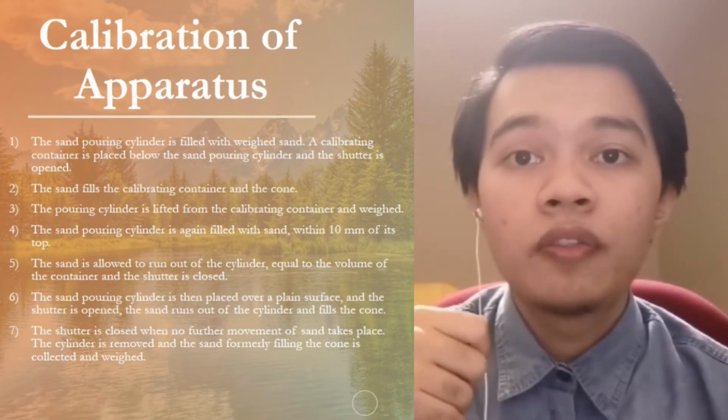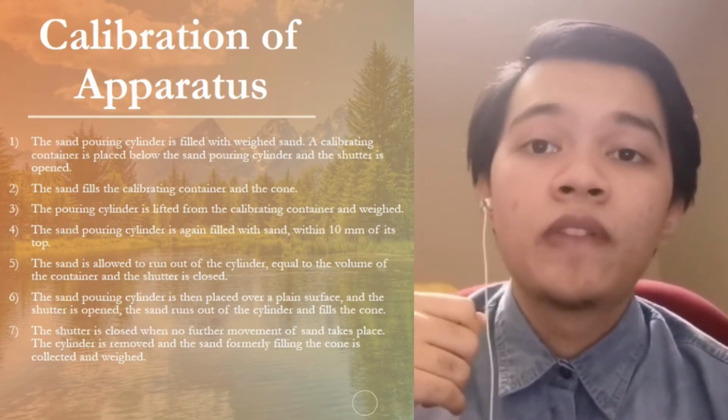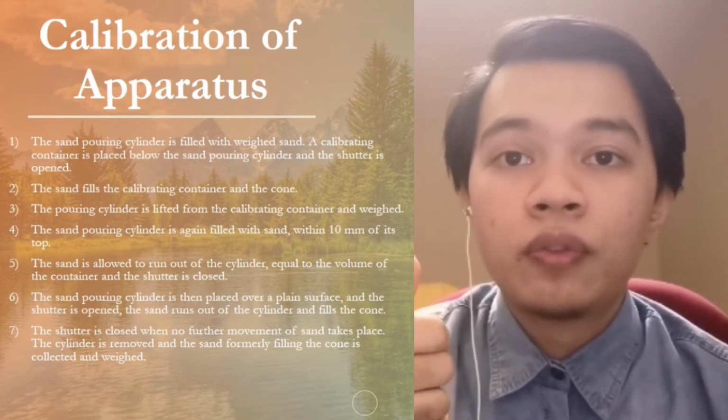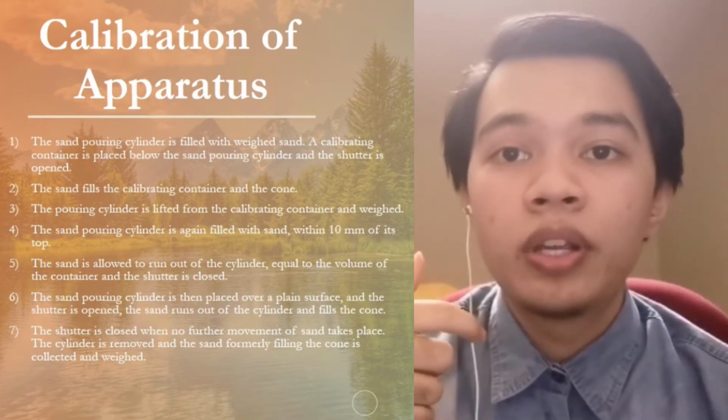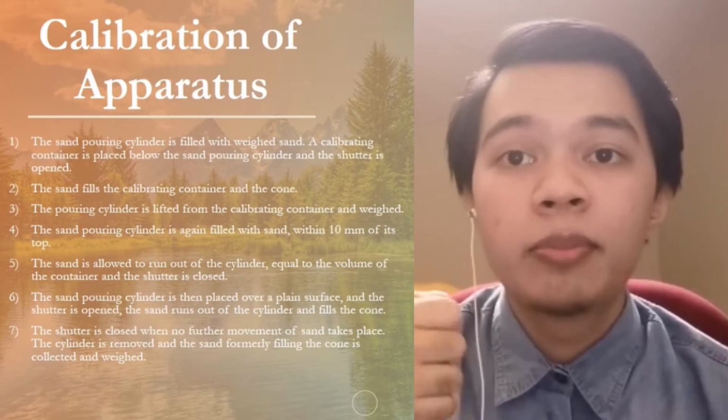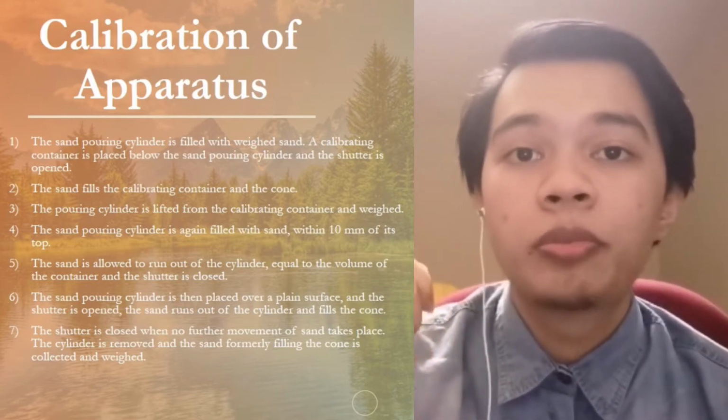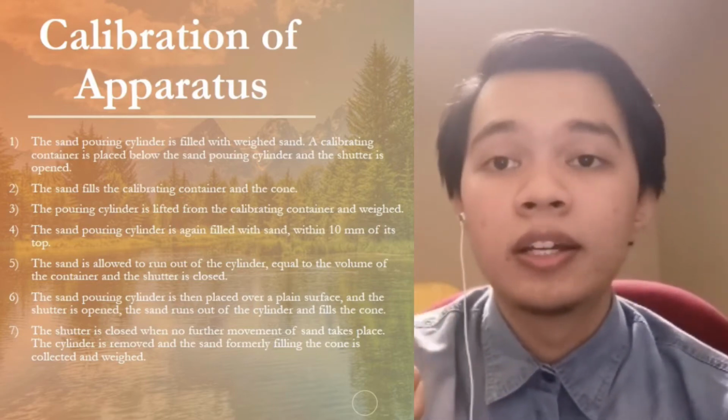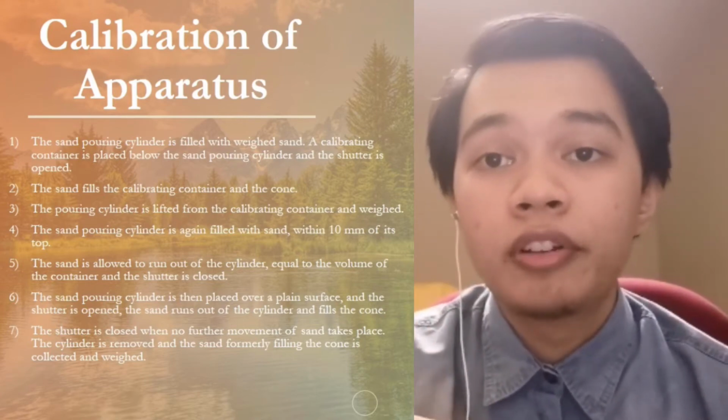Next, the unit weight of the sand is determined as follows: the initial weight of the cylinder with sand, minus the weight of the sand in the cone only, minus the weight of the cylinder after pouring sand into the cone and the container, divided by the volume of the container.